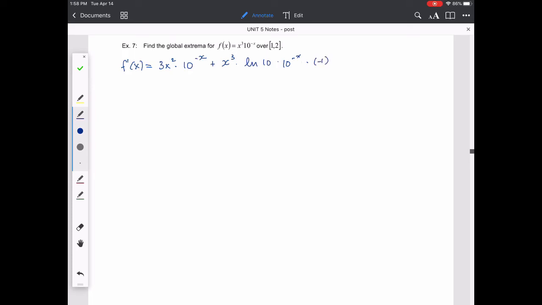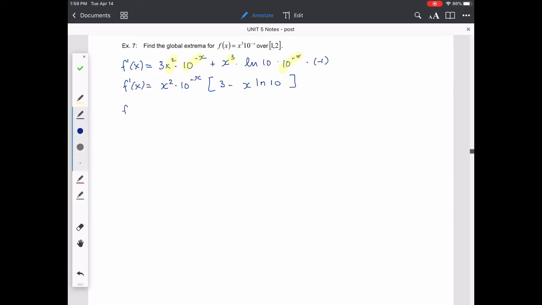Now, can we simplify this? I can take out an x squared and 10 to the negative x. There's going to be a sign change in there. So f prime of x, we have our x squared factored out times 10 to the exponent negative x. And what's left? On the first part, we have 3. On the second part, we have x ln of 10. Then I forgot to account for the negative, so I got to change the positive in between into a negative.